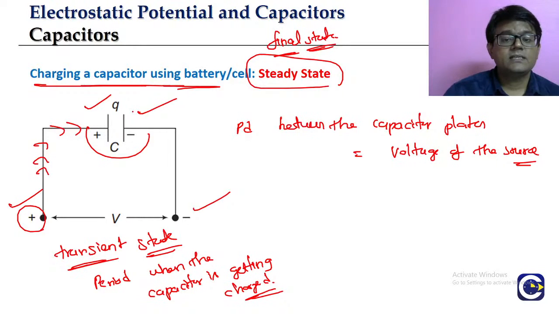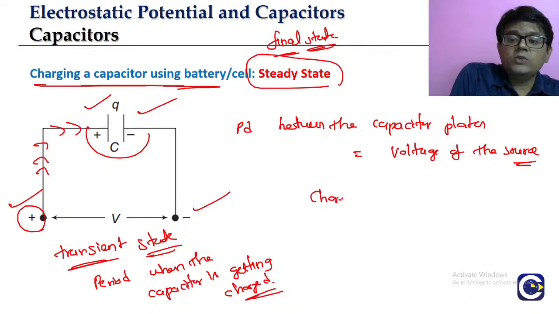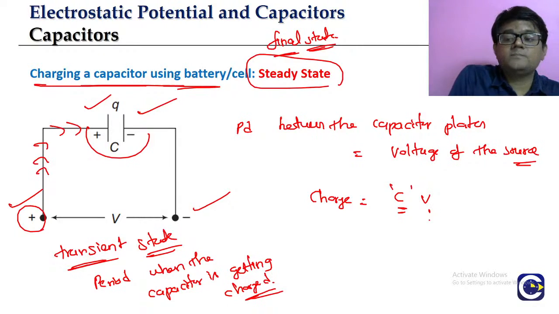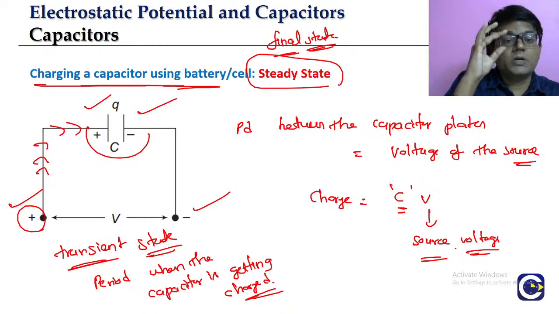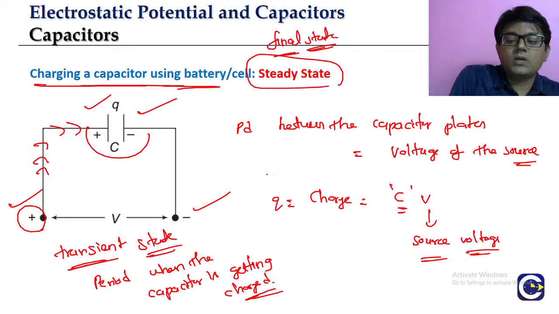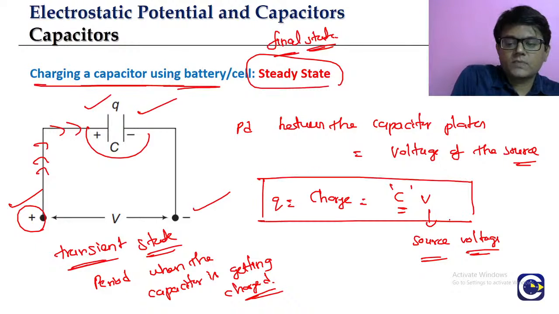Once the steady state is reached, we can straight away say what the charge value is going to be. It will be C, which is the capacitance, multiplied by V, the source voltage. Why? Because in the steady state, or the final state, the potential difference across the capacitor plates will be equal to the voltage of the source. So the steady state charge value will be C into V.